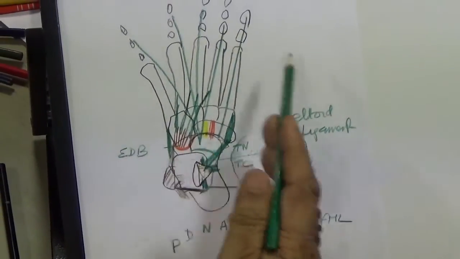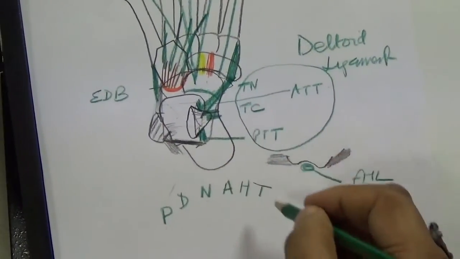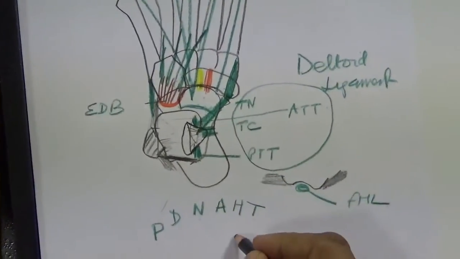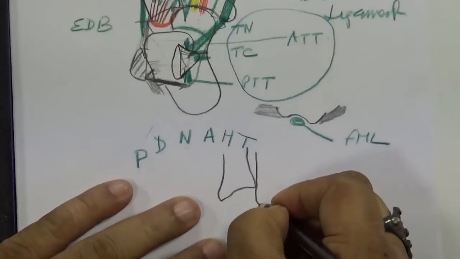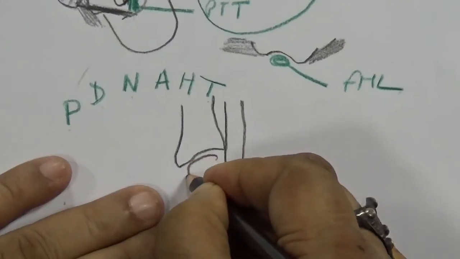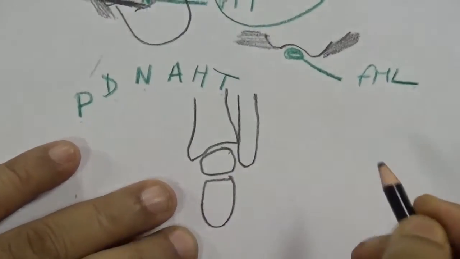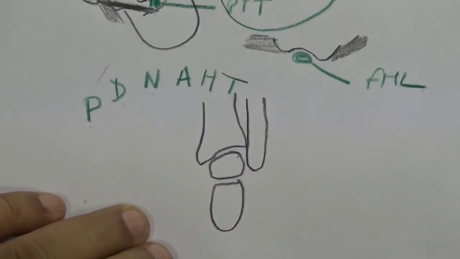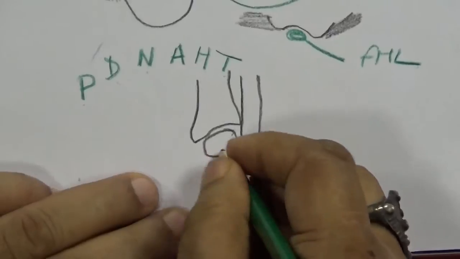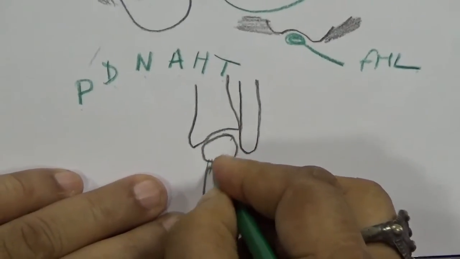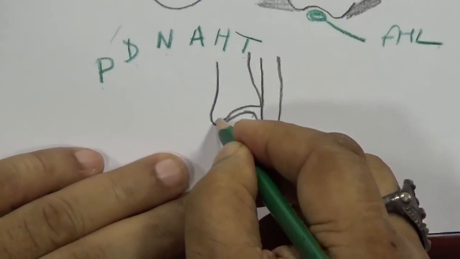So you understood. Then from the malleolus, supposing we are looking at the superior anterior view, supposing this is the tibia, and this is the fibula, and this is the talus, and this is the calcaneum. Then the ligament between the calcaneum and the talus in the sinus tarsi is the interosseous talocalcaneal ligament.